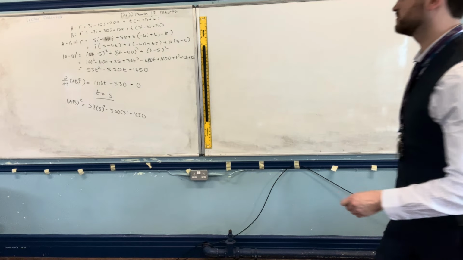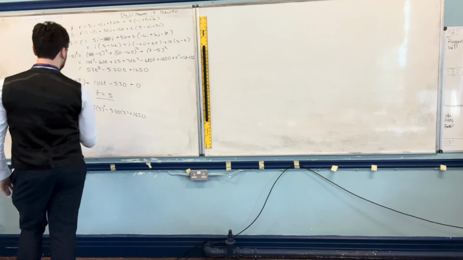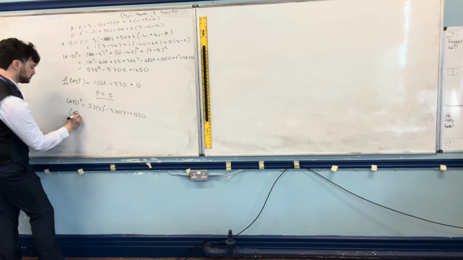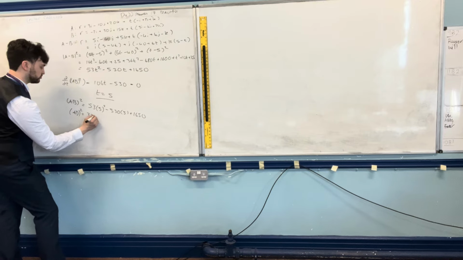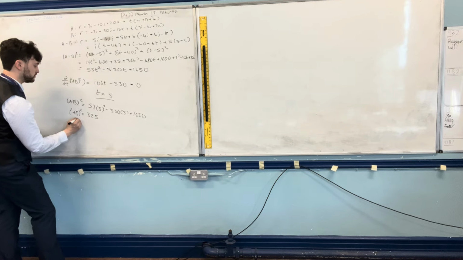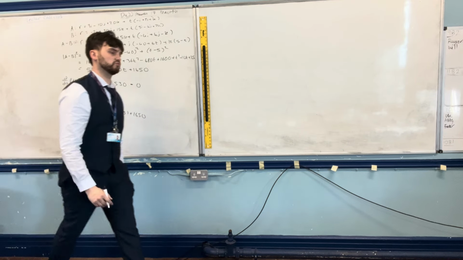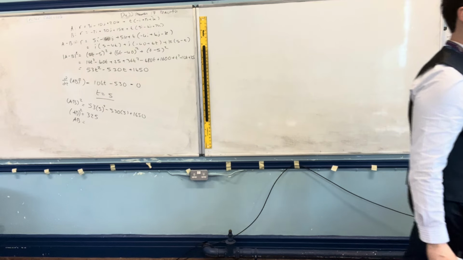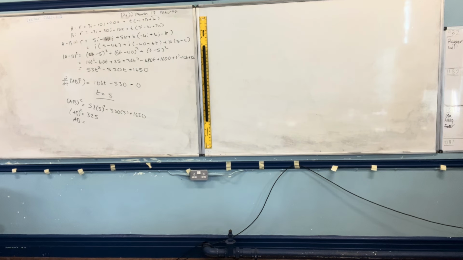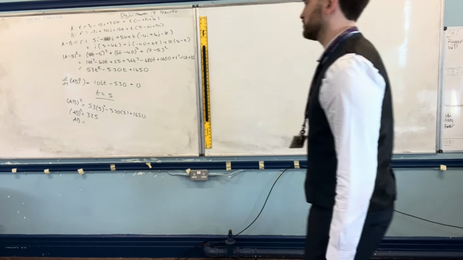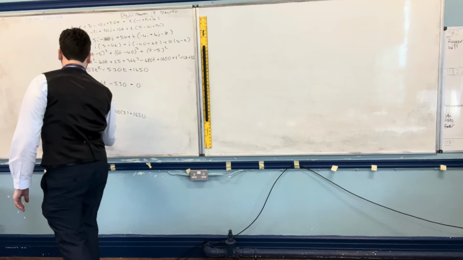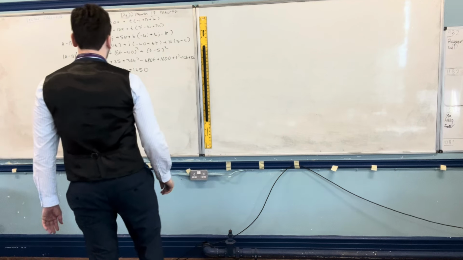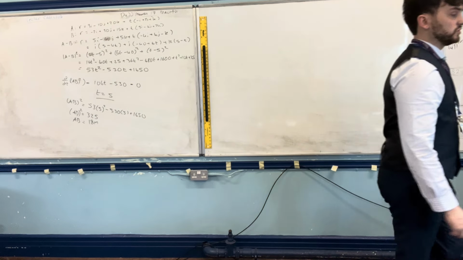325. So AB squared is equal to 325 meters. So AB is the square root of 325, which is literally, so for those who don't know, 18 squared is 324, which is basically 18, so it's 18 meters. Yeah, they're 18 meters apart, and that's the closest they get.